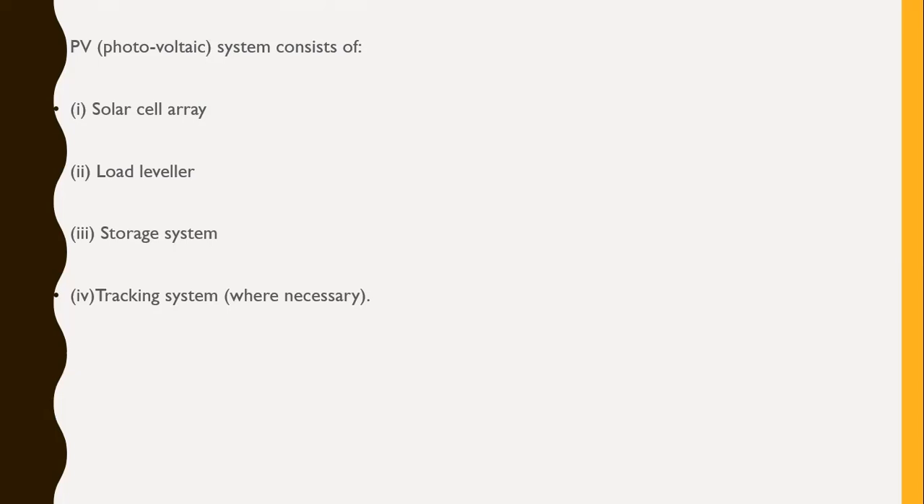These modules are hermetically sealed for protection against, first one, corrosion, second one, moisture, third one, pollution, and fourth one, weathering. Okay, so these modules are sealed for the protection of corrosion, moisture, pollution and weathering. And this combination of suitable modules constitutes an array. All these suitable modules form an array.